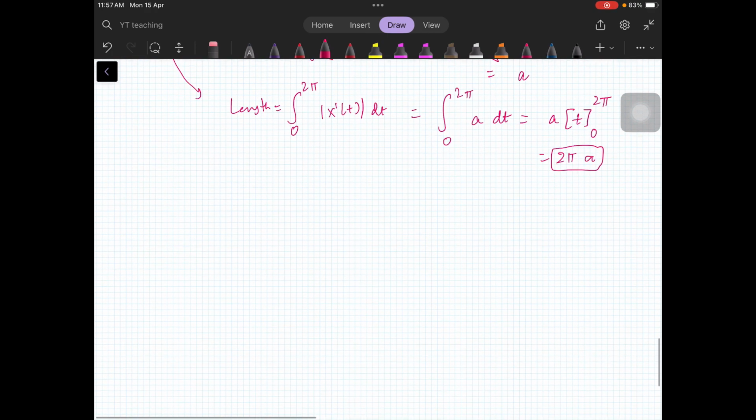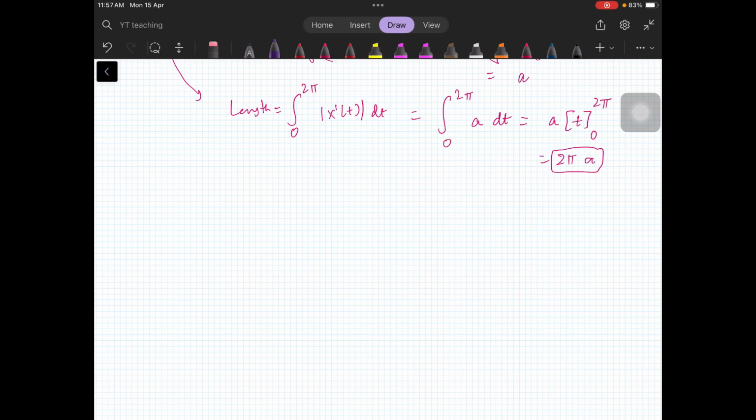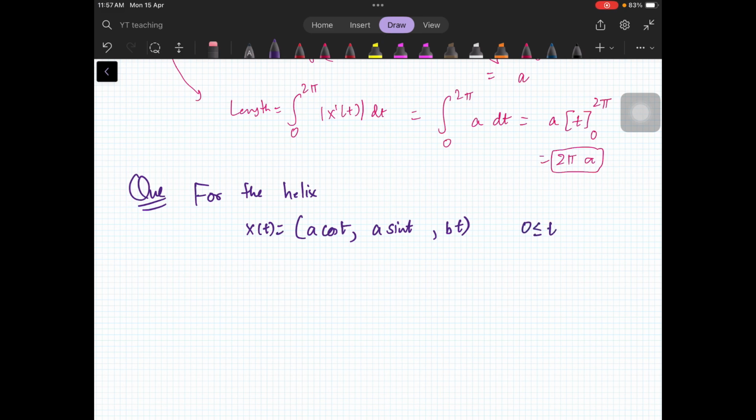Okay, one last problem for this video, then we are done with this video. So we have another problem for the helix. So you know what is a helix? (a cos t, a sin t, bt). So this is a curve in R³, right? And 0 to 2π is the description of t, right? And the question is, find the length.